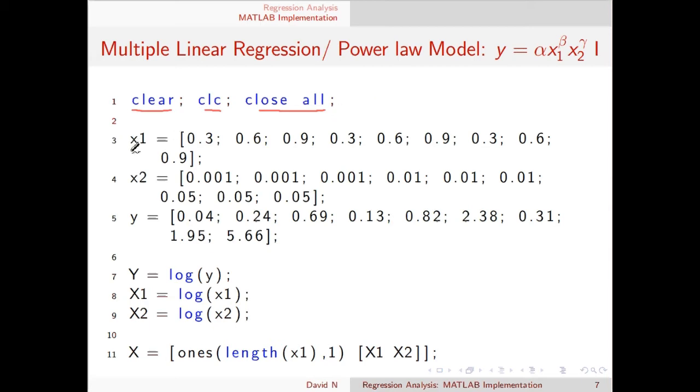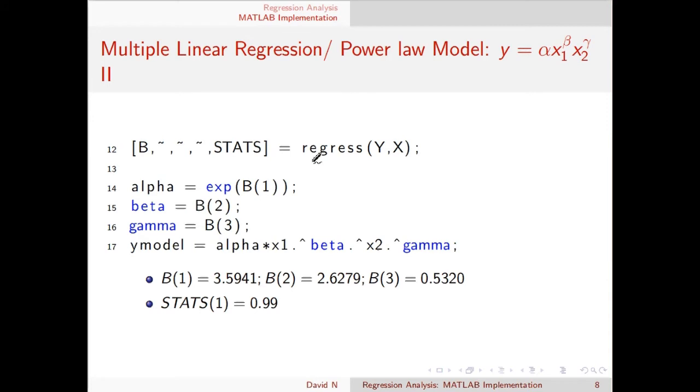Then we assign x1 to be equal to the first independent variable, x2 to be equal to the second independent variable, and y is the dependent variable. Logarithm of y is capital Y, logarithm of small x1 is capital X1, logarithm of small x2 is capital X2. And then we form the matrix X, which is essentially the stacking of the independent variables. In the first column, we stack a column of ones, whose number of rows is equal to the length of x1. In the second column we stack capital X1, and in the third column we stack capital X2. Thus we have formed a matrix X.